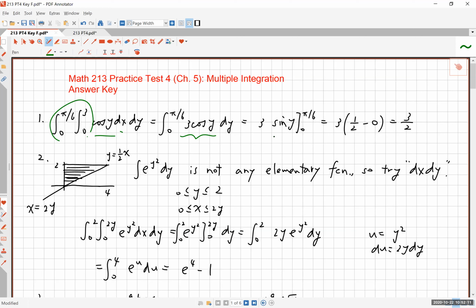If you integrate 3 cosine y, it becomes 3 sine y, going from 0 to pi over 6. Sine of pi over 6 is 1/2. Sine of 0 is 0. So the answer is 3/2. No problem here.